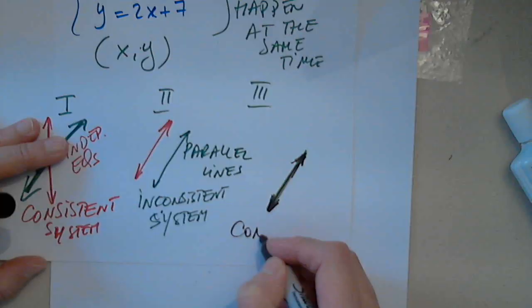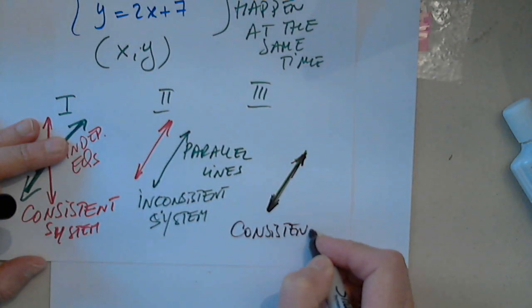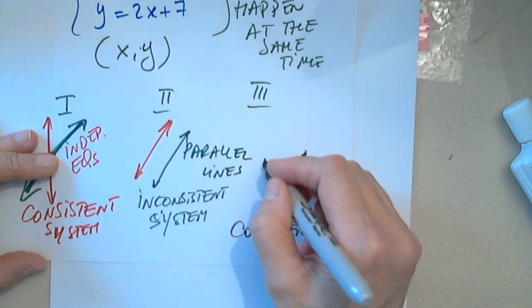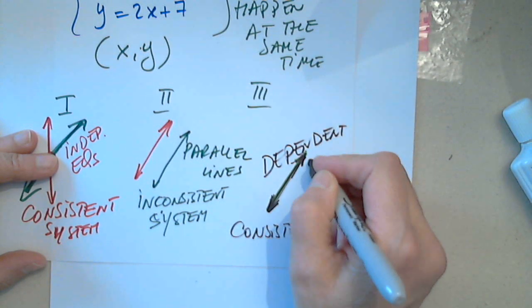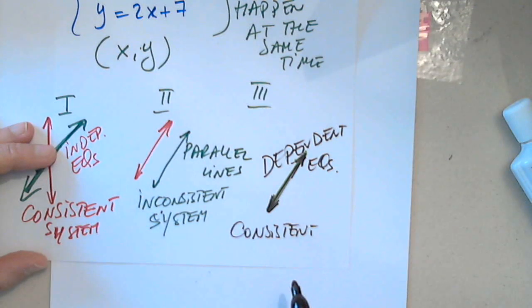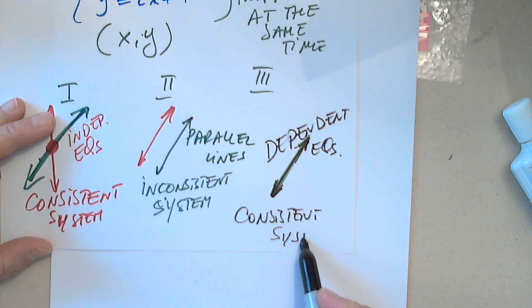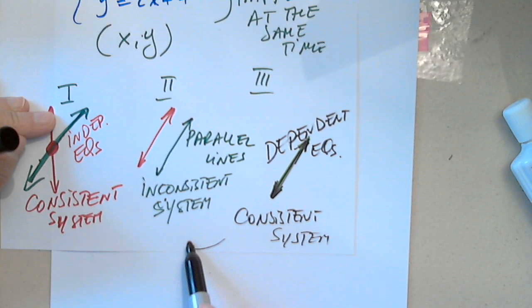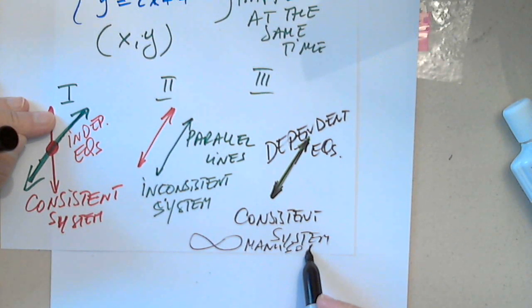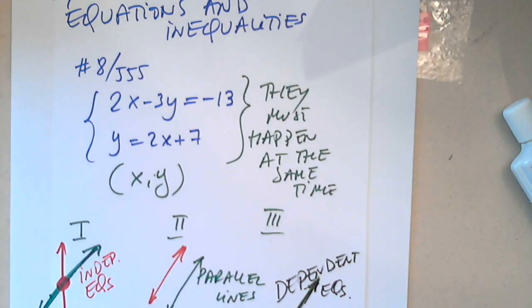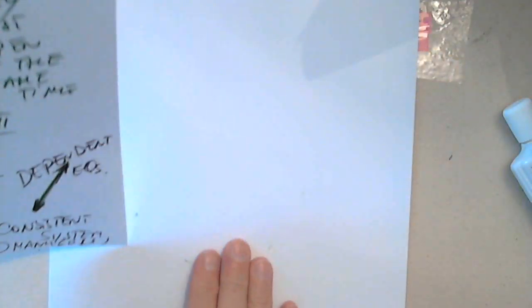Of course, the system is consistent. The equations are dependent. It's a consistent system, and it has infinitely many solutions. Infinitely many solutions. How come?